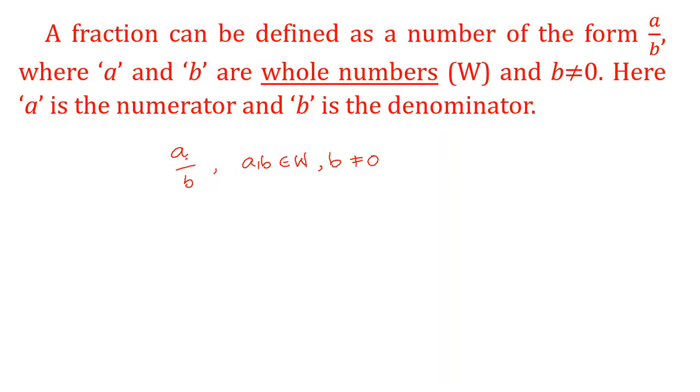Okay, now a is the numerator and b is the denominator. And observe here, b is not equal to 0 means the denominator should not be equal to 0. Denominator should not be equal to 0. Numerator may be equal to 0.